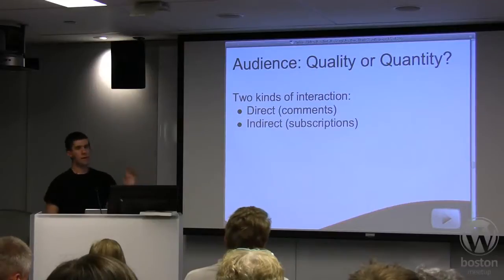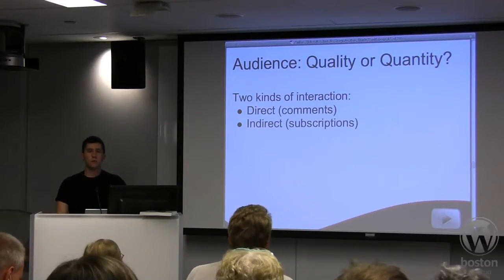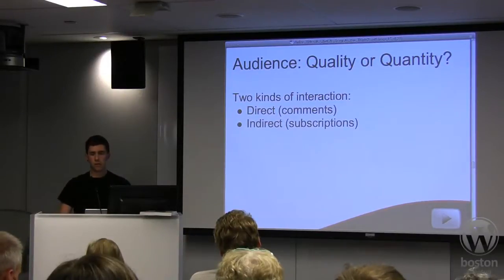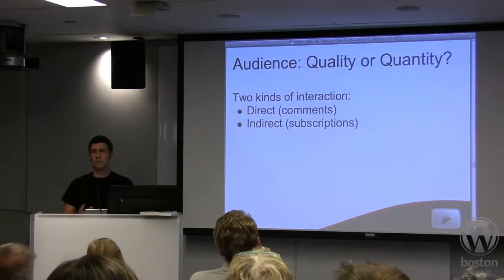The other way that there is an interaction is indirect. If someone sees your video but they don't comment, or someone sees your name and they subscribe to you on YouTube, or they go to your site and bookmark it, if they see that but they don't leave a comment for you, or they don't interact with you, it's kind of an interaction because they're getting your side of it, but there's no two-way street.